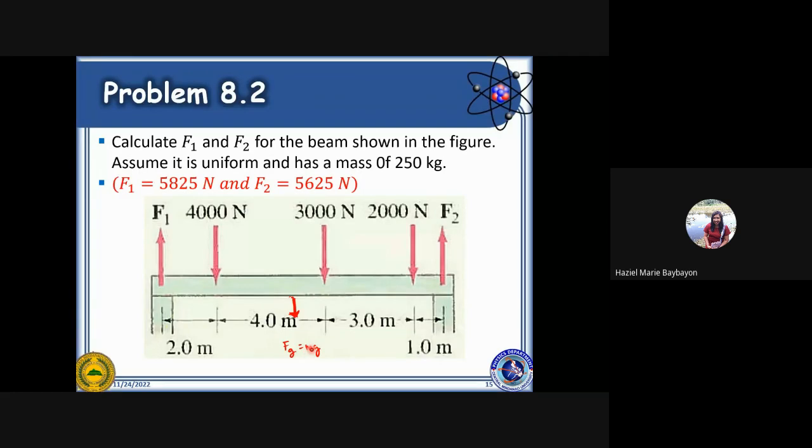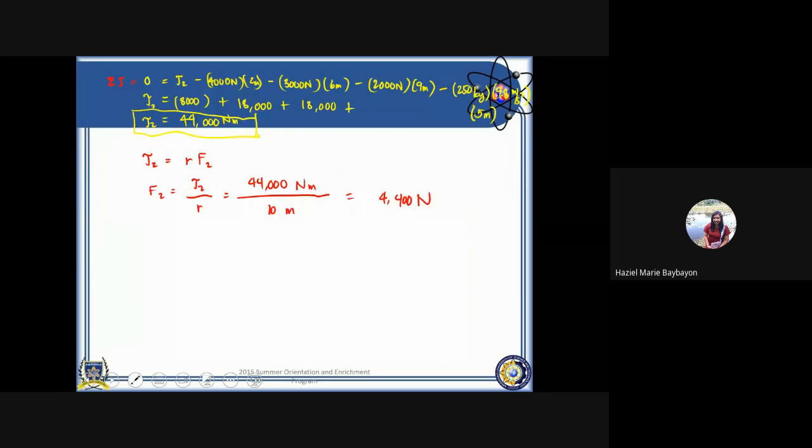This is equal to 250 kilograms times 9.8. Tapos, ang distance from the center is 5. Tunga-tunga. From the pivot point, naa man siya sa center. So, 5 meters. So, you have here 400 times 2, 3,000 times 6, 2,000 times 9, and then kini 250 times 9.8 times 5. Okay? So, let's add another term here. Pila ni siya, class? Can you calculate 250 times 9.8 times 5? So that we'll be able to add it here.